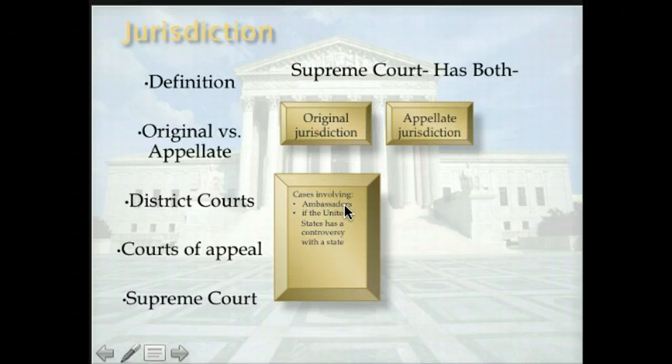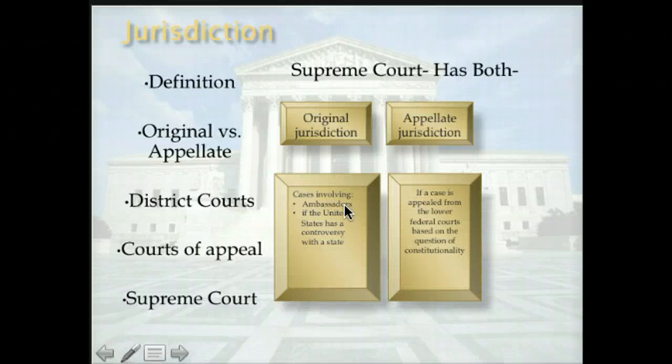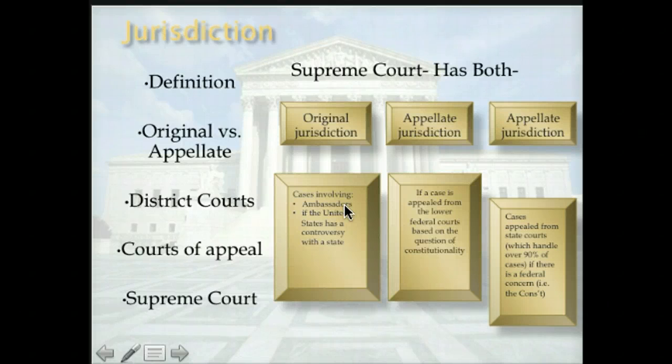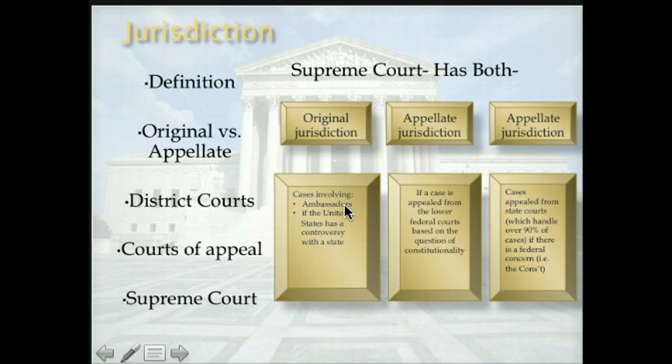Now, most of what the Supreme Court hears are cases that are appealed to it. If a case is appealed from the lower federal courts based on a question of constitutionality, the Supreme Court is the court of last resort. They will hear it. They also have appellate jurisdiction over cases appealed from state courts. State courts handle over 90% of the cases. If there's a federal concern in that state's decision, then it could end up in the federal courts and could end up in front of the Supreme Court. But most of what the Supreme Court hears or has the power to rule over are cases using their appellate jurisdiction.